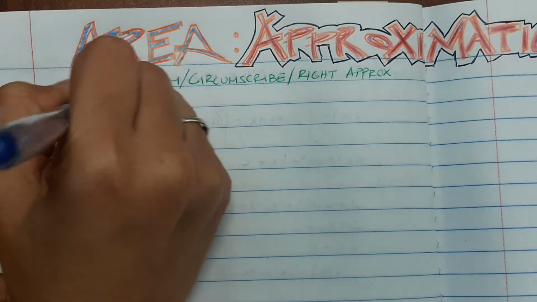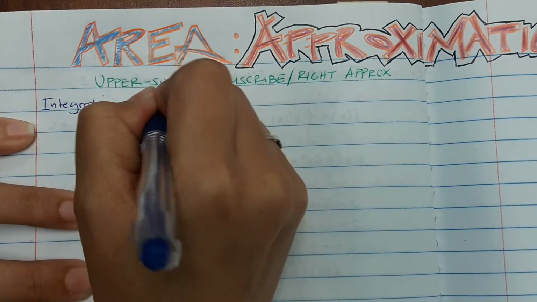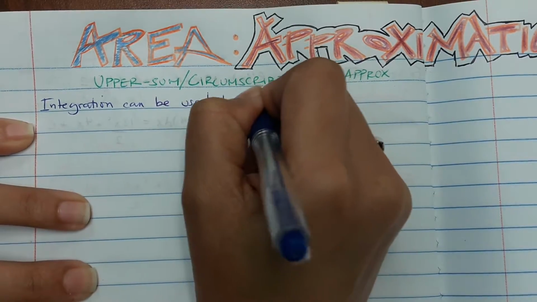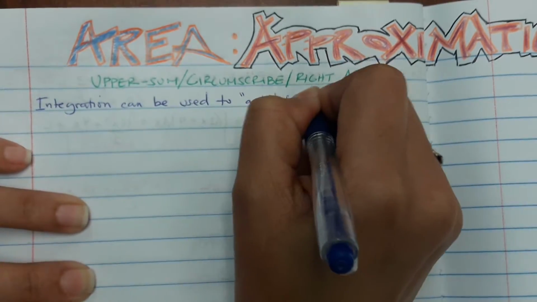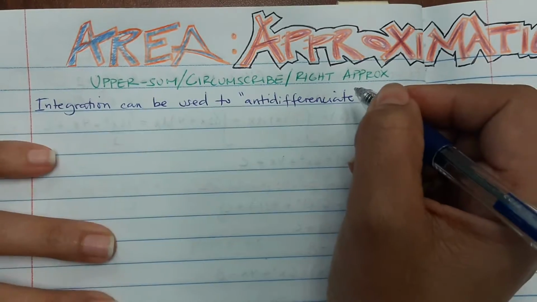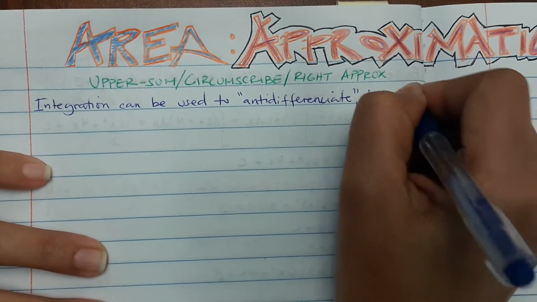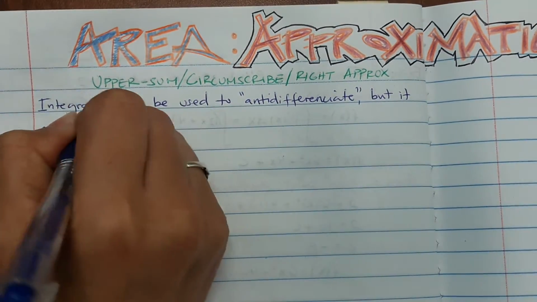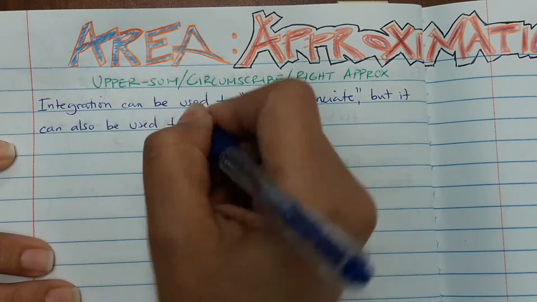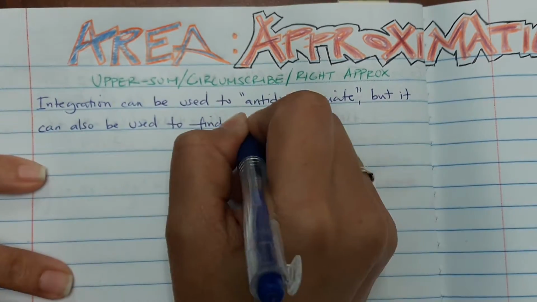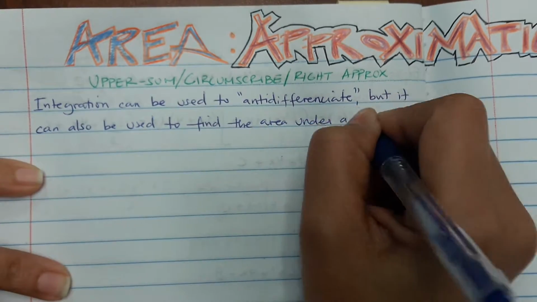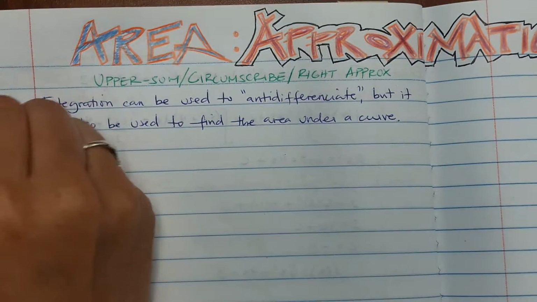Alright, so integration can be used to find the antiderivative, which you already know how to do, but it can also be used to find the area under the curve. Now, I already introduced you to this concept at the very beginning when we first started integration. So now we're actually going to expand on that. We're going to dive a little bit deeper into it.